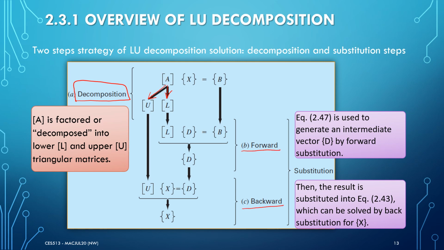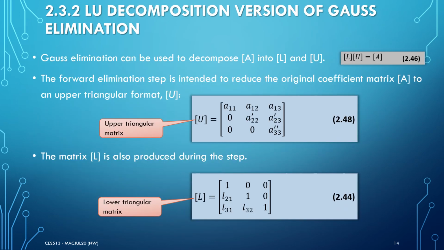and backward substitution process. For the forward substitution process, equation 2.47 is used to generate an intermediate vector D. And then followed by backward substitution, where the result is substituted back into equation 2.43, which can be solved by back substitution for x. Now we look at the LU decomposition version of Gauss elimination.